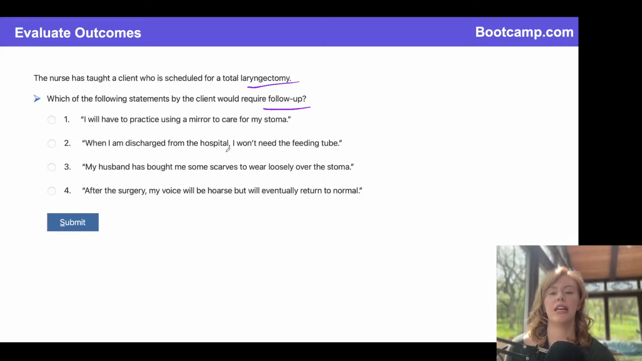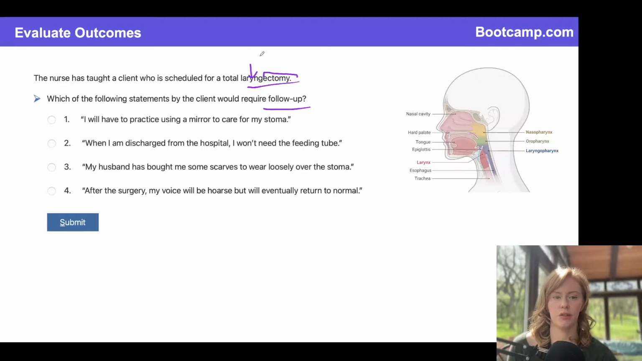Okay, so even if you guys don't know what a laryngectomy is, you know that ectomy means we've taken something out surgically, like the surgical removal of something. So in a laryngectomy, what did we remove surgically? It's the larynx. We've surgically removed the larynx, which is the voice box right here. And this is usually from smoking. They get laryngeal cancer, and that's removed to remove the cancer. So which of these statements would require follow-up?